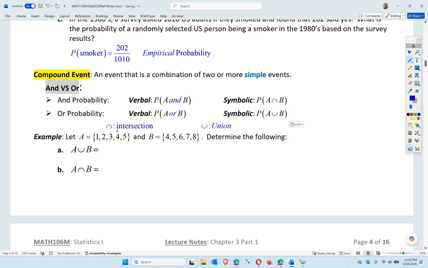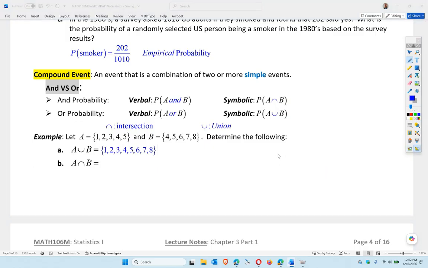Okay, so let's do this at a very basic level. So A is 1 through 5, B is 4 through 8. So determine the following, the union. So put these 2 together. Okay, so if I put all those together, I'm just essentially going to get 1 to 8. Notice I didn't repeat the 4 and the 5, right? Because those would be the intersection, right, of the 2.